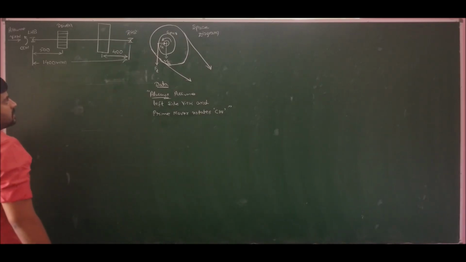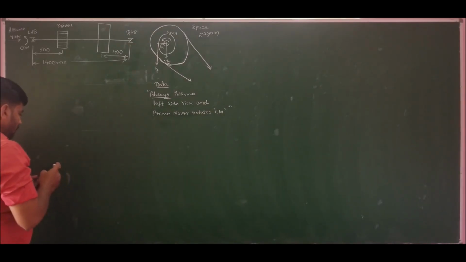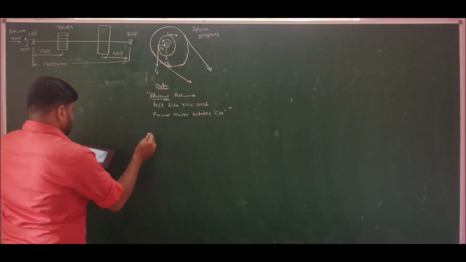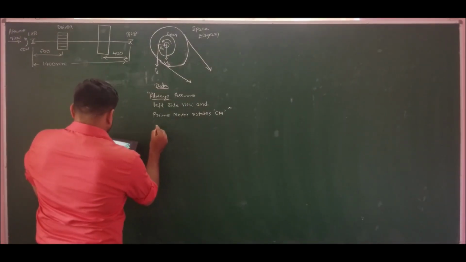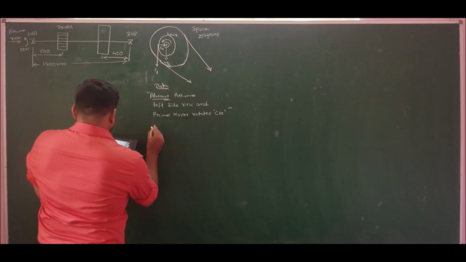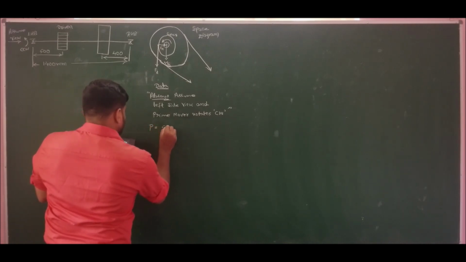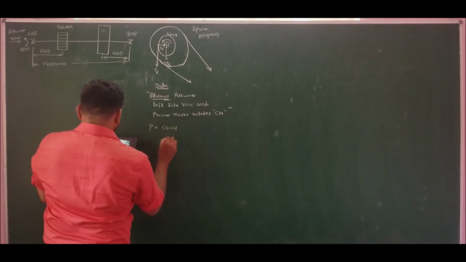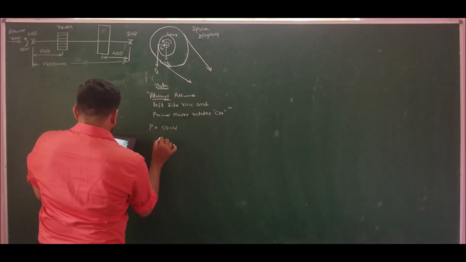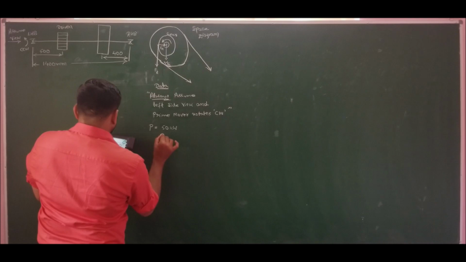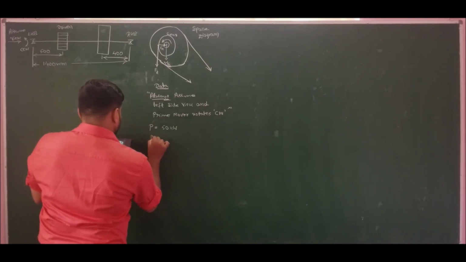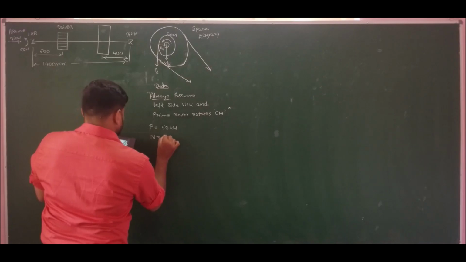So this completes the space diagram. Now I want to list out the data properly. That is, the shaft receives a power P, which is 50 kilowatts, to the gear drive located 500 mm to the right of the left end of the shaft with a rated speed. Speed is given, which is 600 rpm.